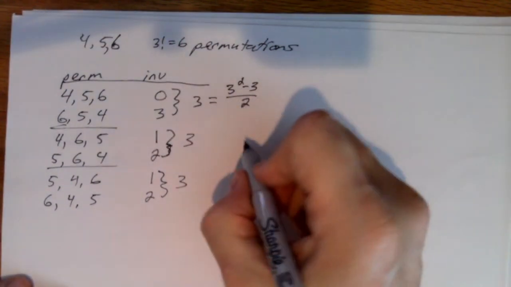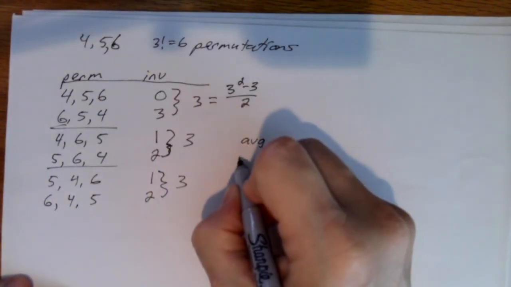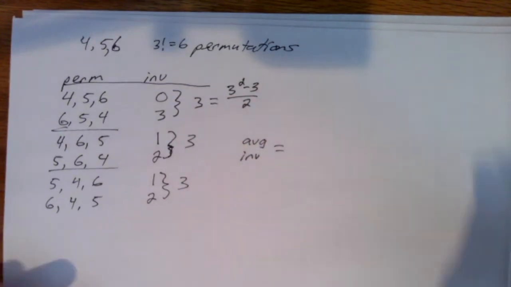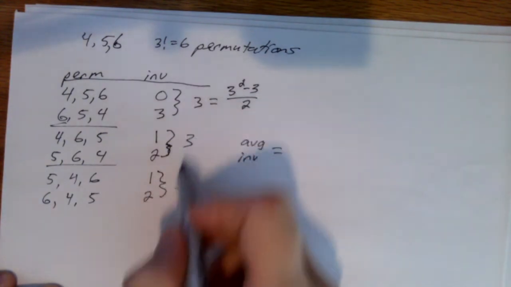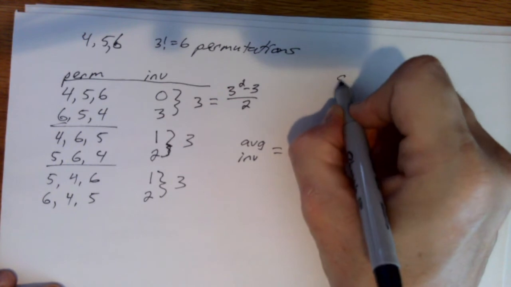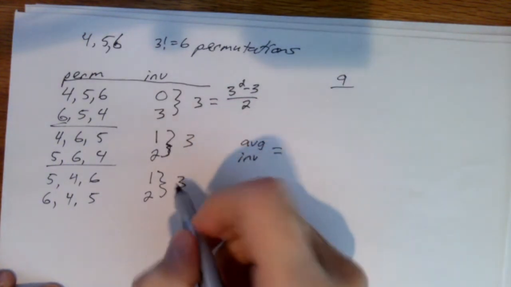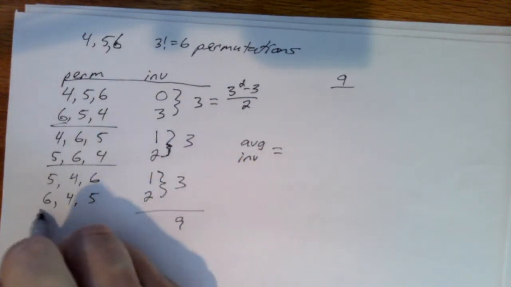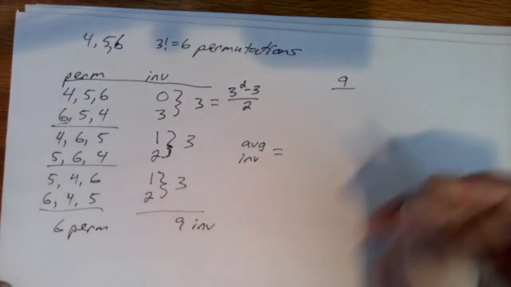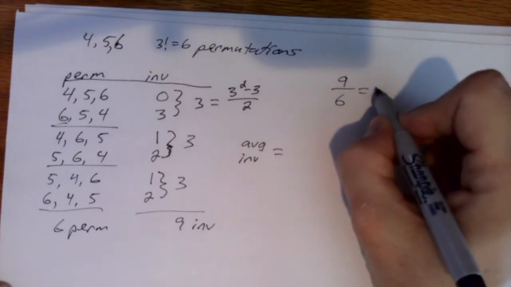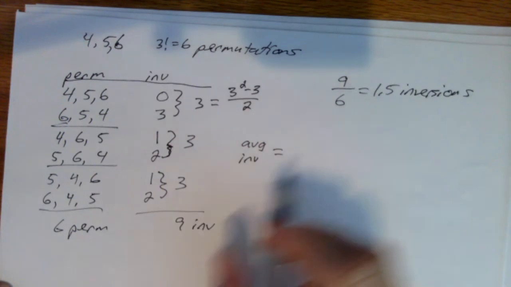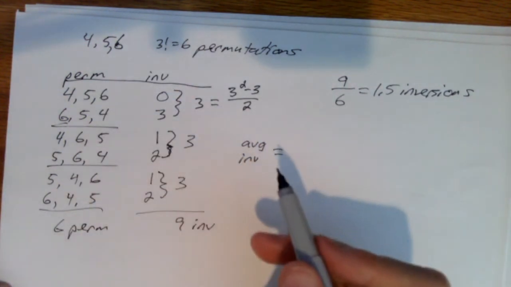So now how do we get average inversions? So what do we have here? We need to count these up. Somehow we need to get the 9. We need to say in the numerator we have 9 total inversions, 3 plus 3 plus 3. And there's 6 permutations. So we need to get 9 over 6, which is equal to 1.5 inversions on average, right, across the 6.